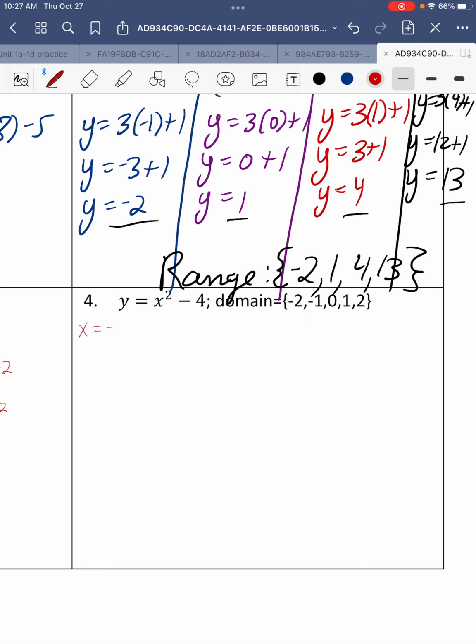Looking at the next, we have our domain is negative 2. We're going to start with that. So now be very careful. This is another time where you absolutely need to put parentheses around when you substitute. If you always do it, you'll never be wrong. Negative 2 squared. Anything squared is always positive. 4 minus 4 is 0.